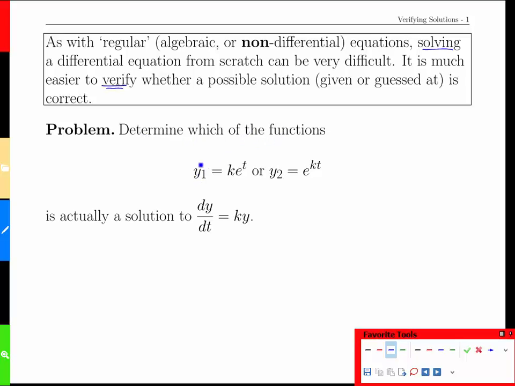Determine which of the two functions, y1 equals k e to the t, or y2 equals e to the kt, with a k in the exponent, which of those is a solution to the differential equation below. Now we've seen this equation before, so hopefully one of those two solutions looks familiar, but the key thing for right now is to understand that we can verify a proposed solution by subbing it into the equation and seeing if it actually does satisfy the equality that's implied there.